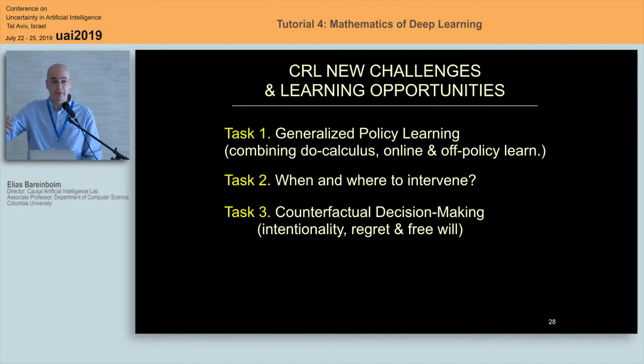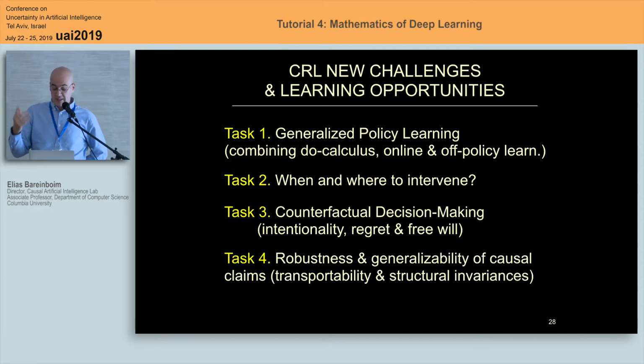Then, given that we have these repeated interactions, we could consider doing not a do type of intervention, but a counterfactual type of intervention. Then it's very related to the idea of intentionality, which is loaded in the context of AI, but intentionality, regret, another one that is overloaded, and free will. Let's see if I can get there.